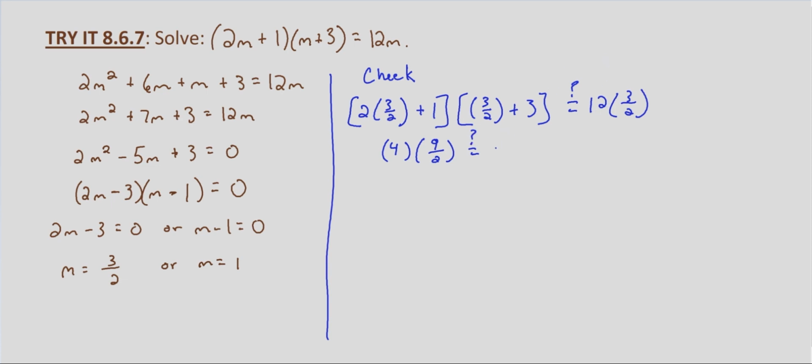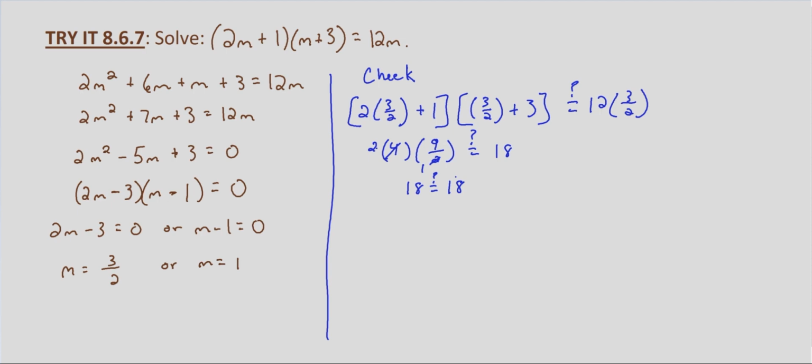That's going to be 18. You can either take 12 times 3, which is 36, and divide by 2, which is 18, or you can take 12 divided by 2, which is 6, times 3 equals 18. And then this left-hand side will simplify. 4 divided by 2 is 2. 2 divided by 2 is 1. 2 times 9 is 18. So this part of the solution, m equals 3 halves, that checks.